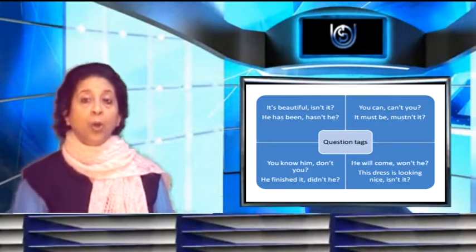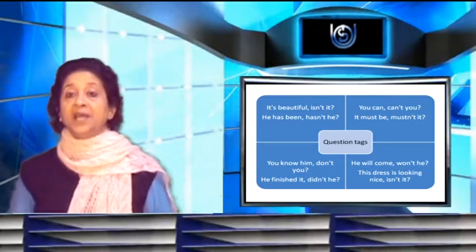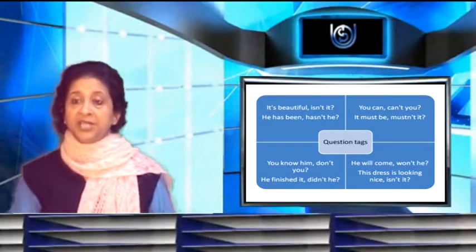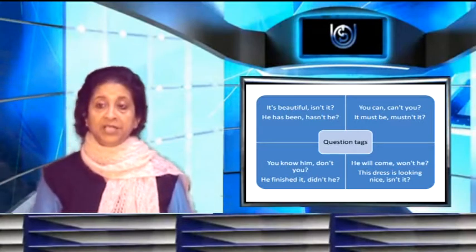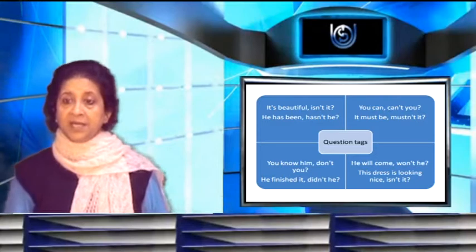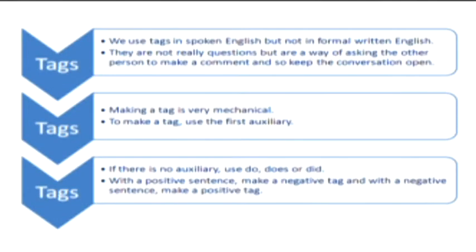Now here, in all these questions, the question tags are isn't it, hasn't he, can't you, mustn't it, don't you, didn't he, won't he, isn't it. How do we explain it? The question tags are always used in spoken English, but not in formal or written English. They are not really questions, but are a way of asking a person. In a normal conversation, these tags are used.